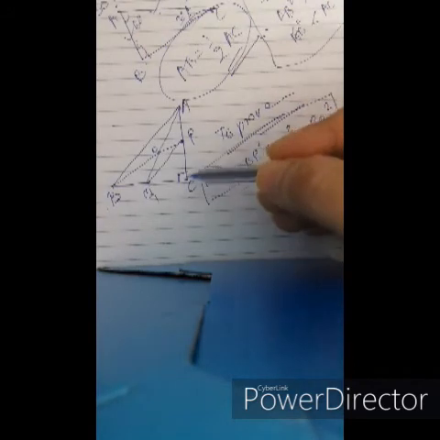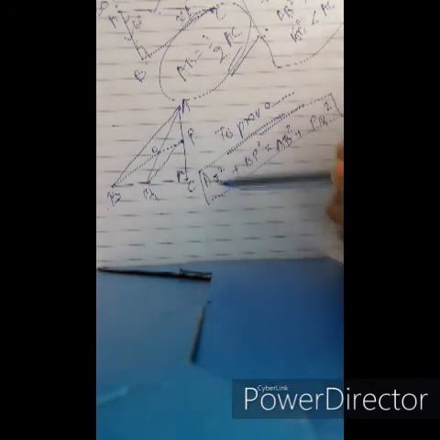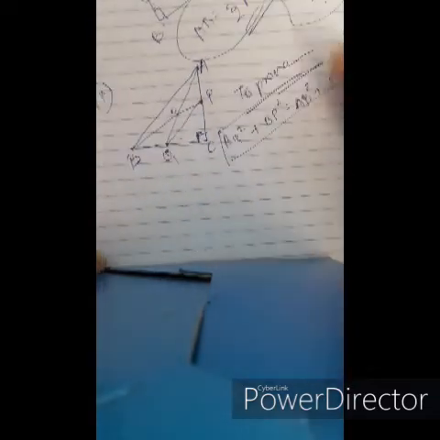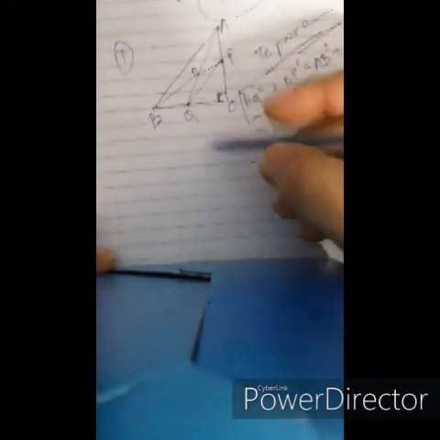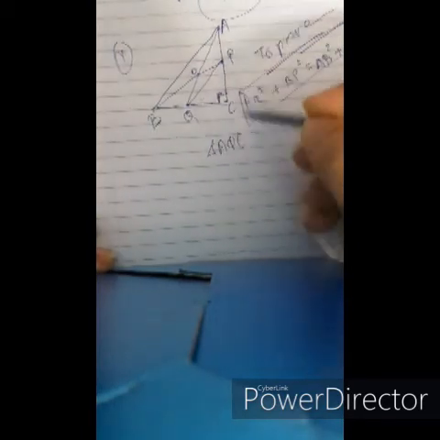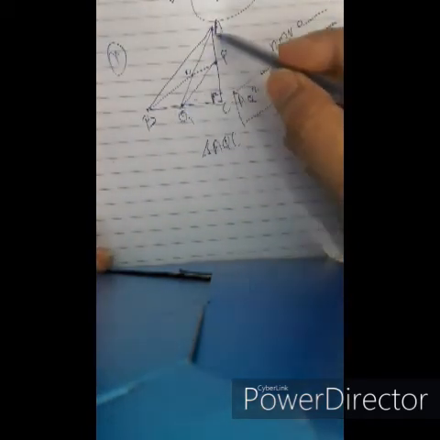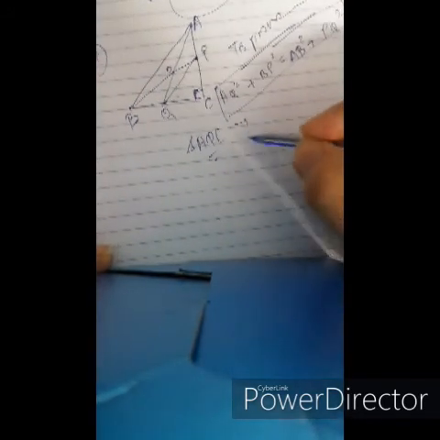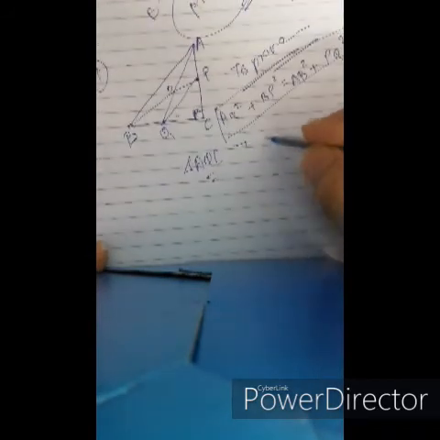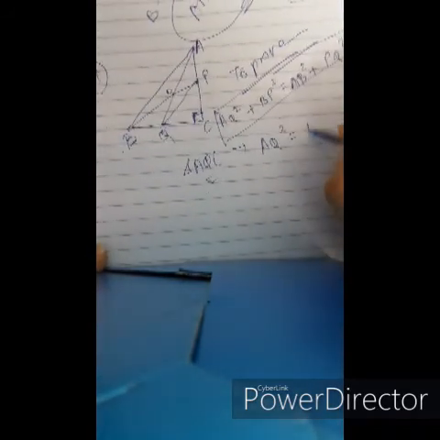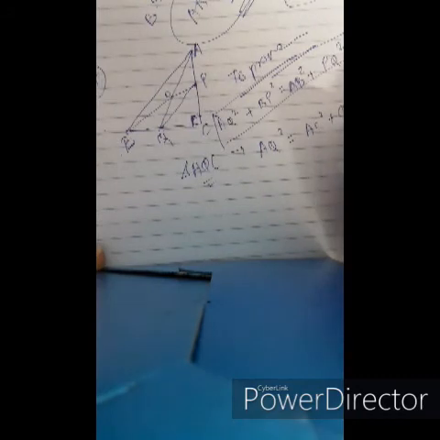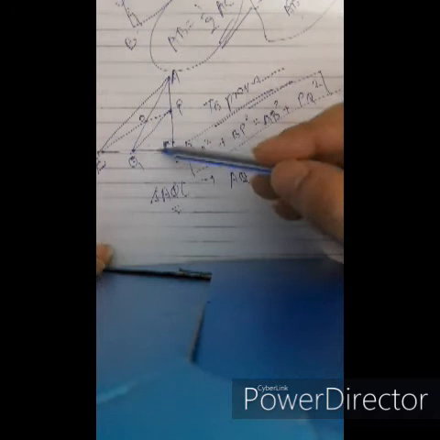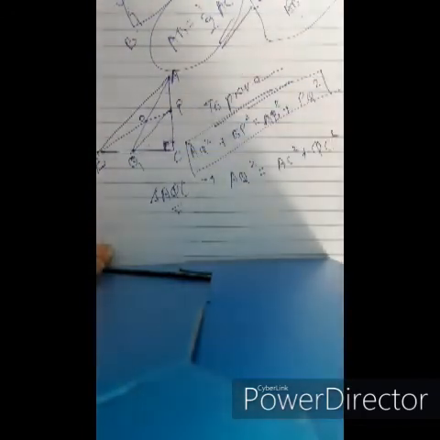First we know this is a right angle triangle, so we'll take triangle AQC. What do we have in triangle AQC? AQ is the hypotenuse, AC is the perpendicular, QC is the base. And it is right angled at angle C. So AQ square equals AC square plus QC square. I hope you are able to see that. AQ square equals AC square plus QC square.